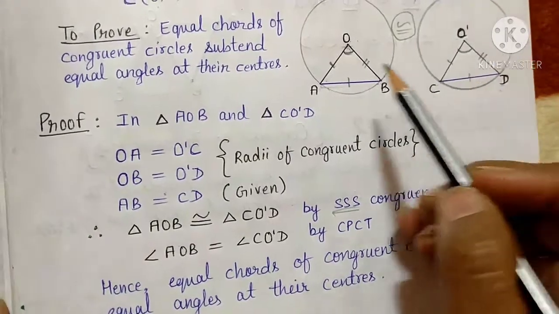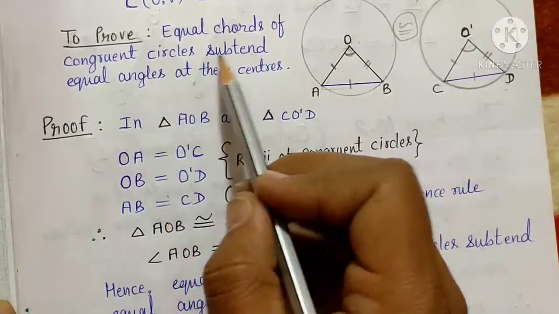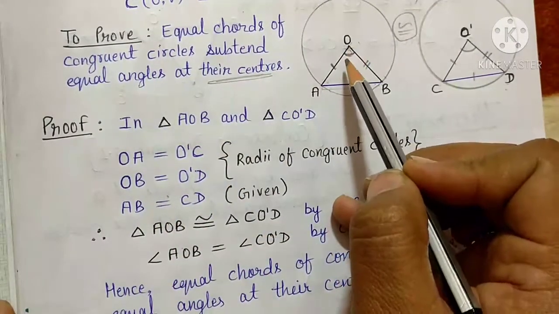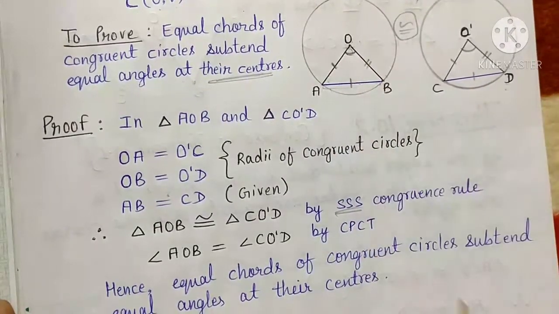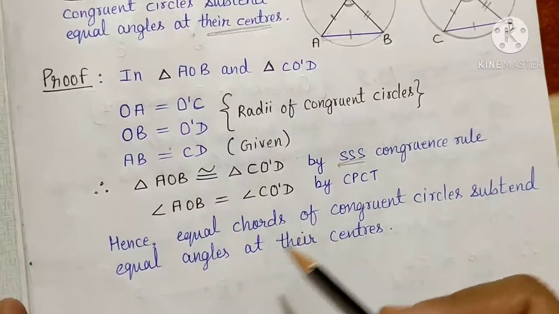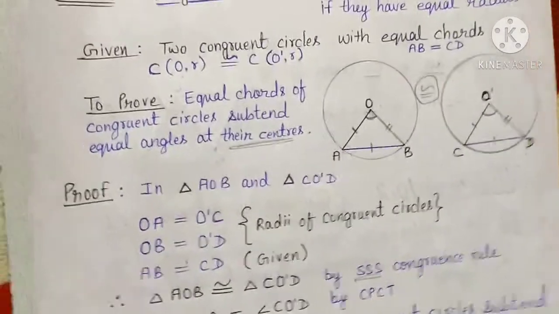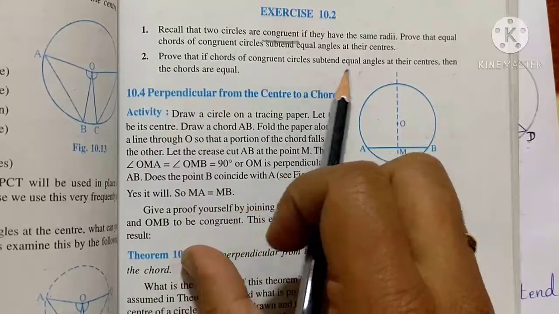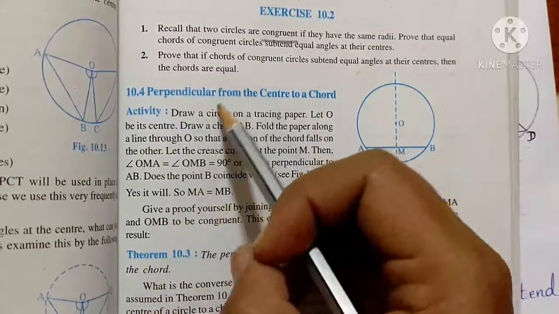And this is the thing we need to prove. Equal chords of congruent circles subtend equal angles at the center. So we have proved that the angles made by these two equal chords at the centers are equal. So here we have proved our theorem. In the same way you can solve the second question. Just check the second question: prove that if the chords of congruent circles subtend equal angles at the center, then the chords are equal. This is the converse of this theorem.